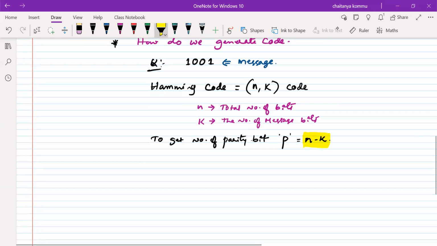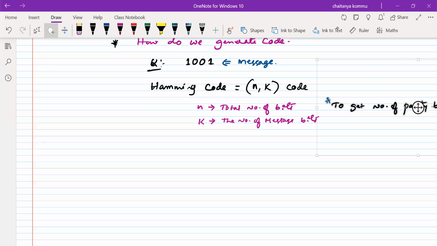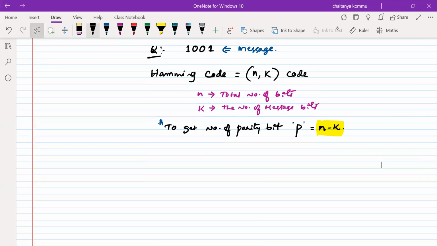So this is one way of identifying the number of parity bits, if the code is given. If the code is not given, how do we know the number of parity bits? I think it is not a good time to represent this. Okay, we will keep this aside for the time being. So how do we find out the number of bits?